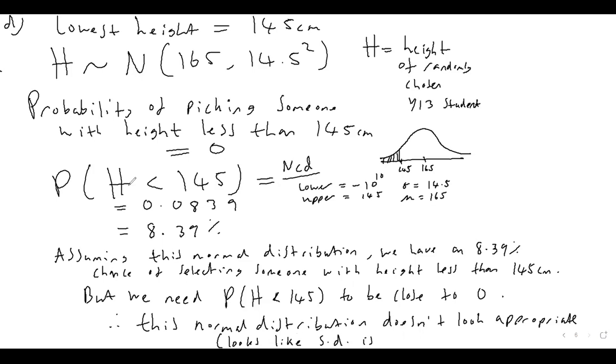It looks like the spread of this distribution is too big, because the area under there is about 8.4%, and it should be as close to 0 as possible. So this normal distribution assumption looks like it's a bit too spread out, because we want it to be as close to 0 as possible, but we got about 8.4%. So it looks like the standard deviation is too big. Some kind of conclusion like that would be fine for a question like that.